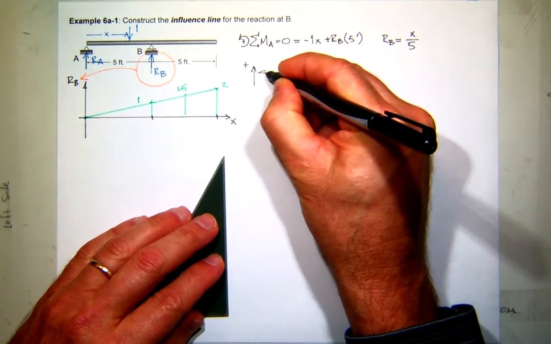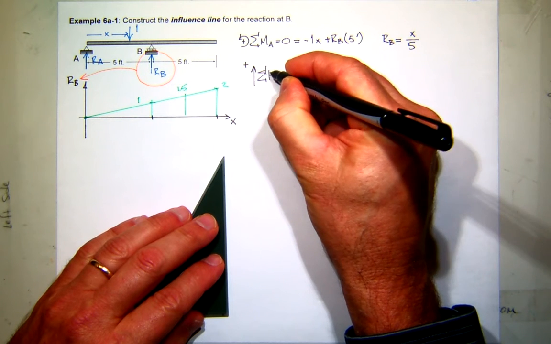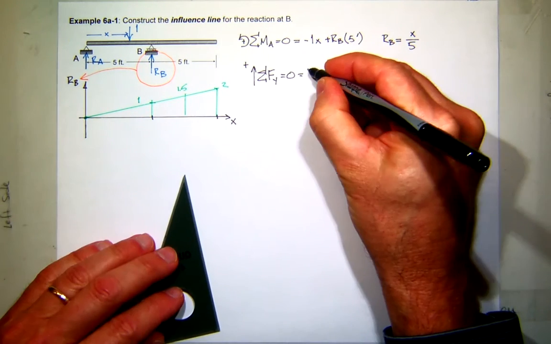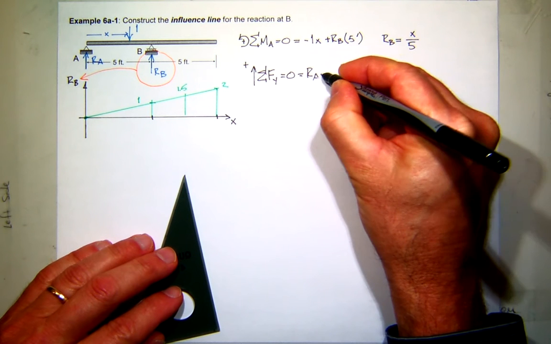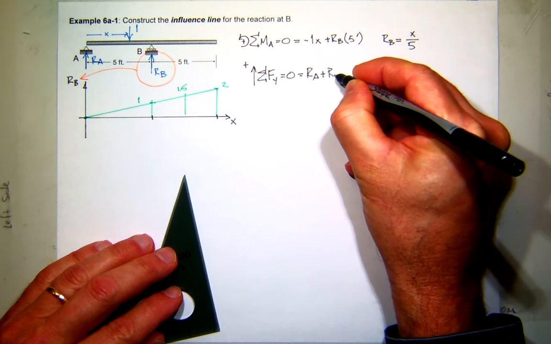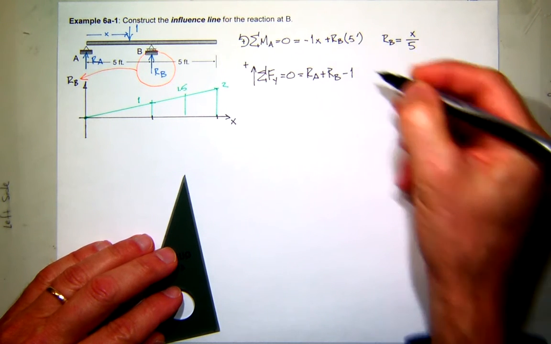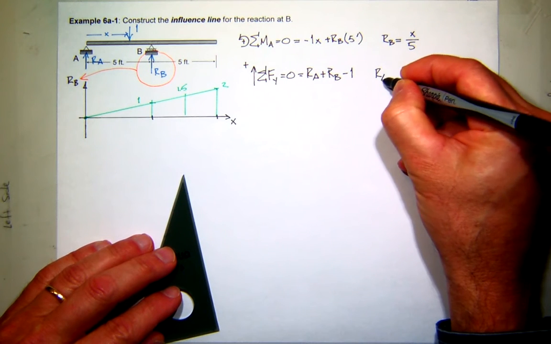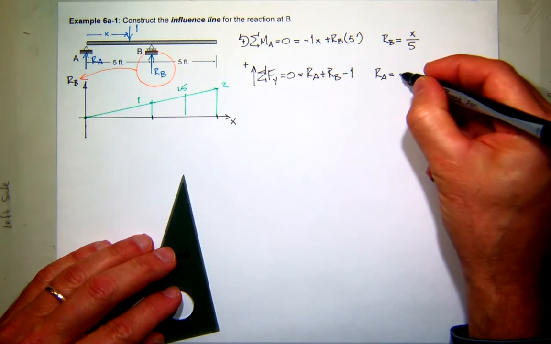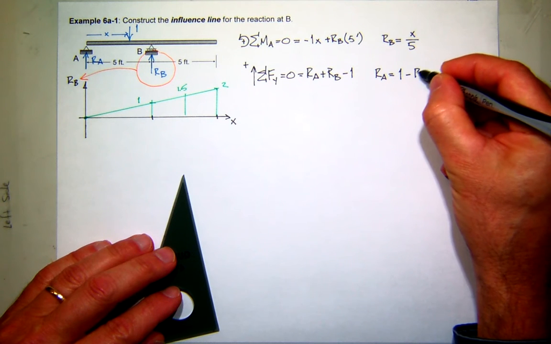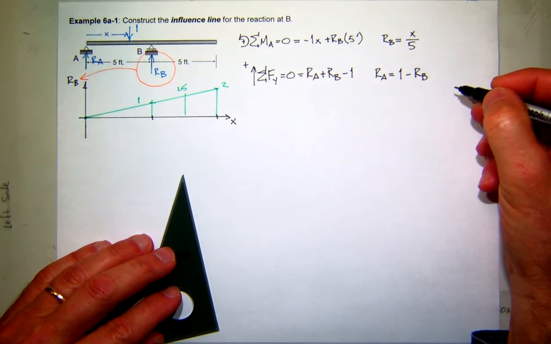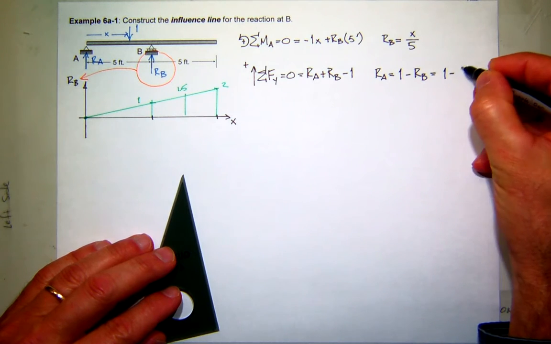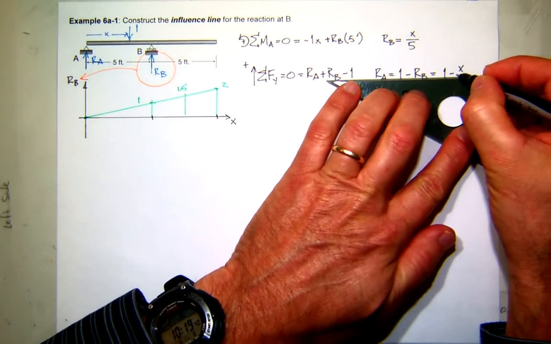If I sum forces in the y direction, making sure it's equilibrium, I have the reaction at A acting up, the reaction at B acting up, and my unit load acting down. But RB is this, so I can solve for the reaction at A. It's going to be 1 minus the reaction at B. Everybody see that? And that's going to be 1 minus x over 5.